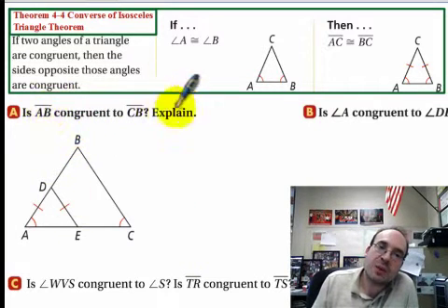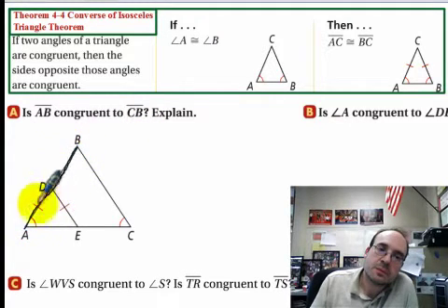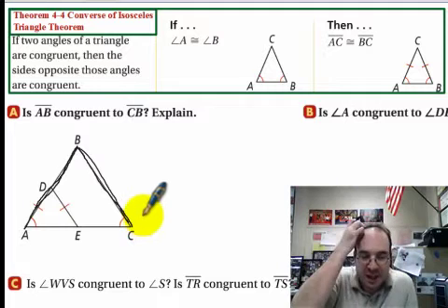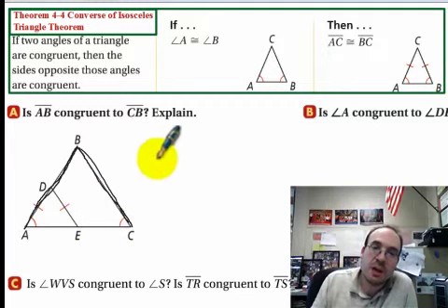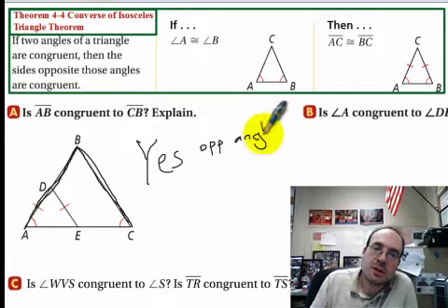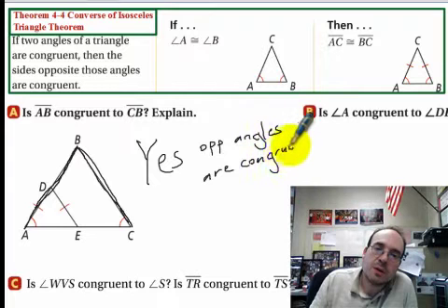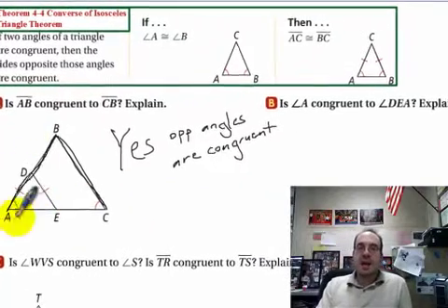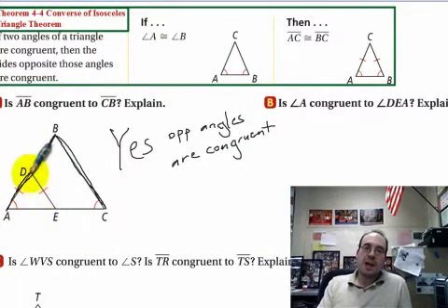So is AB congruent to CB? Okay, here's AB. Is it congruent to CB? Well, since the angles opposite them are congruent, I would say yes, because the opposite angles are congruent. So yes.